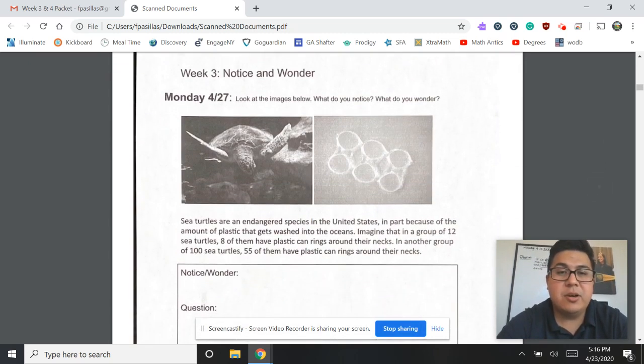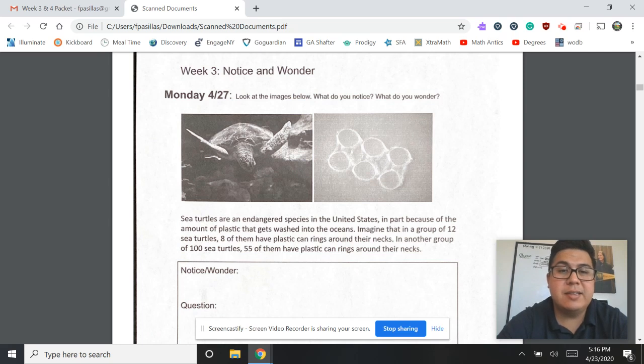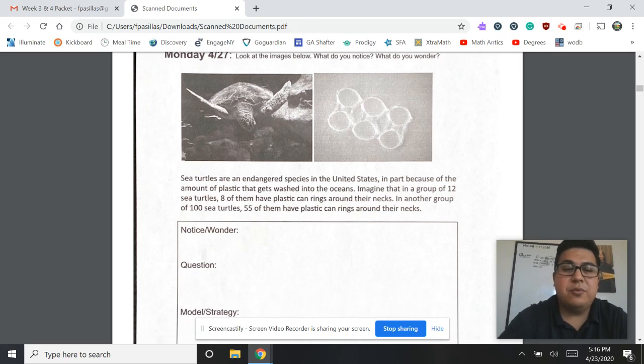When we go next, you're going to go into your notice and wonder. You're going to notice that the date is Monday, 4/27. This is also going to match what's on Google Classroom. When they look at their assignment, they're going to look for Monday, 4/27. For this notice and wonder, you are going to read this paragraph. You're going to look at this image, and you're going to ask yourself, what do you notice and what do you wonder? Now, students, we know that this is something that's not new to us. We did this every day in class.